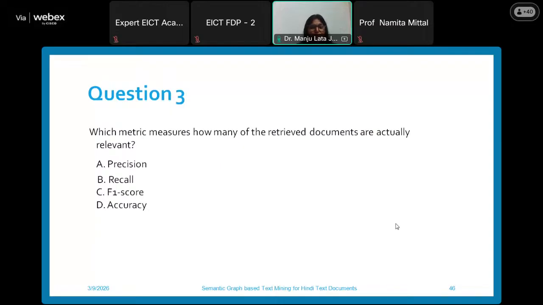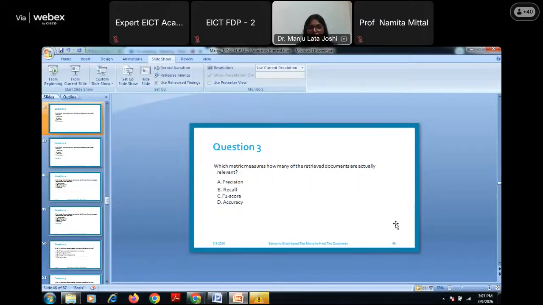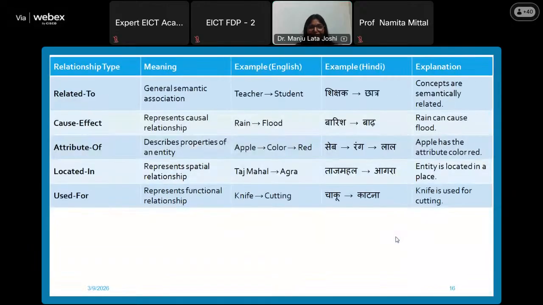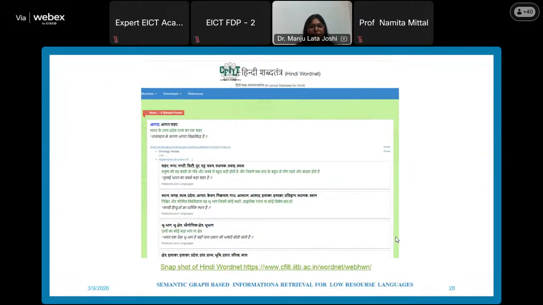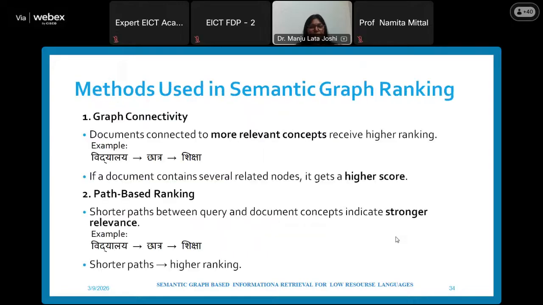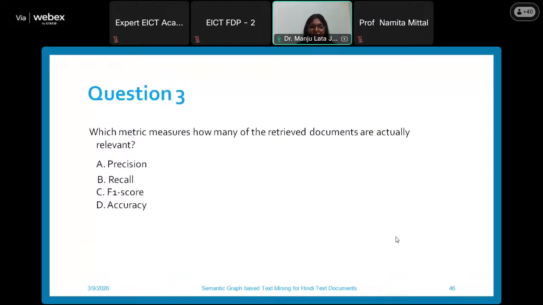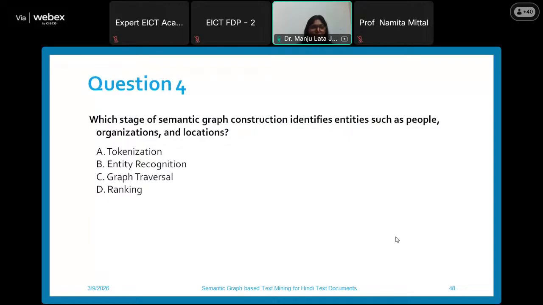The next question is, which metric measures how many of the retrieved documents are actually relevant? Precision, F1 score, or accuracy? Let me check. But if I go with the answers on the chat box, then I'll definitely lose my slideshow. No problems. This was the question, and precision is the correct answer, because how many of the retrieved documents are actually relevant is known as precision.